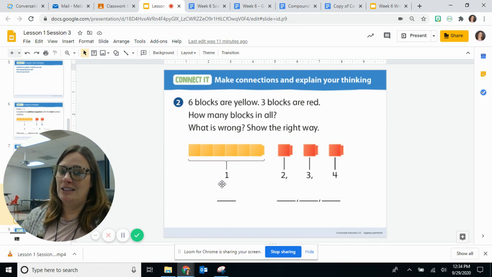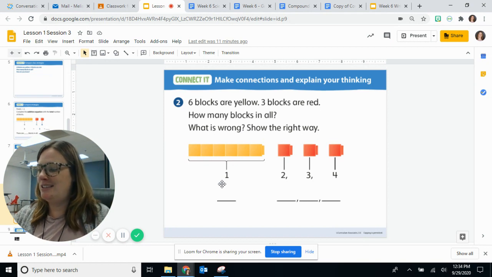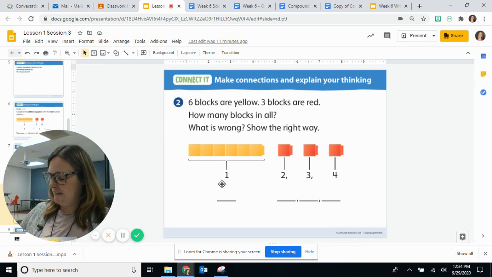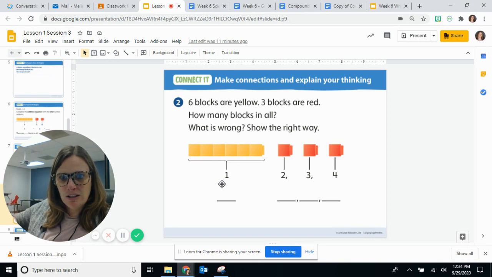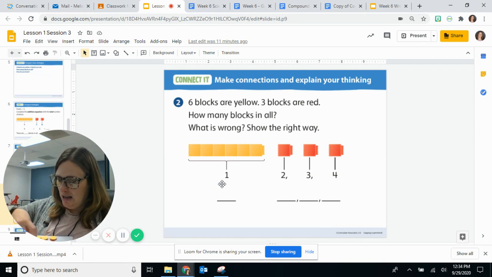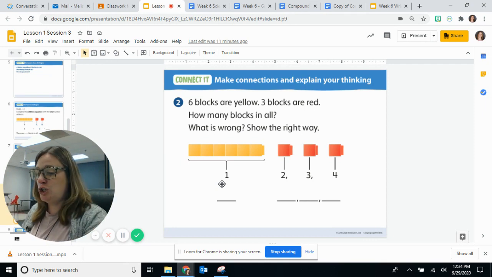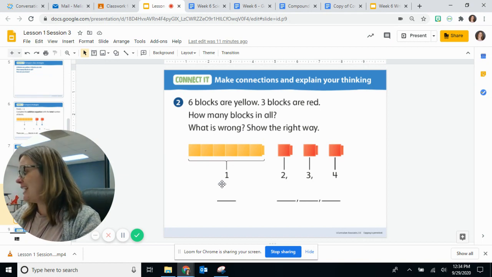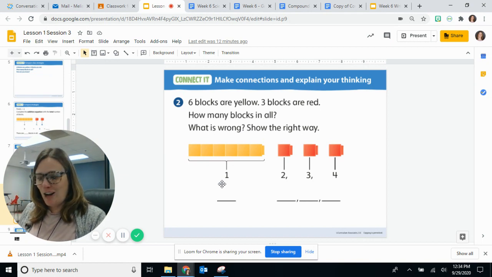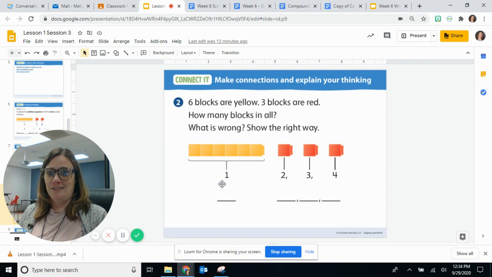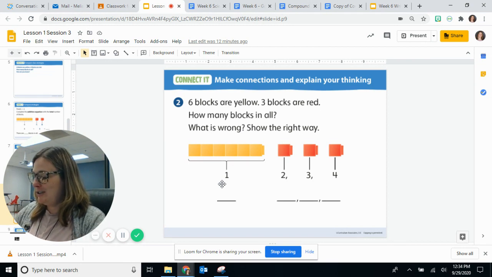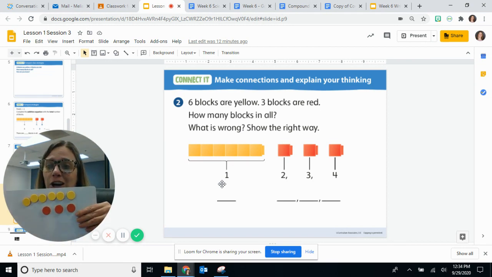Take a look at that. See how they counted on? Oh, I think they did it wrong. Let's check it out. So they put that big line underneath all the yellow ones, and they counted 1. And then they went down to the red ones, and they counted 2, 3, 4. Is that right? They forgot to put that number in their head, didn't they? Oh, no. No, you don't start with 2 when you put a number in your head.